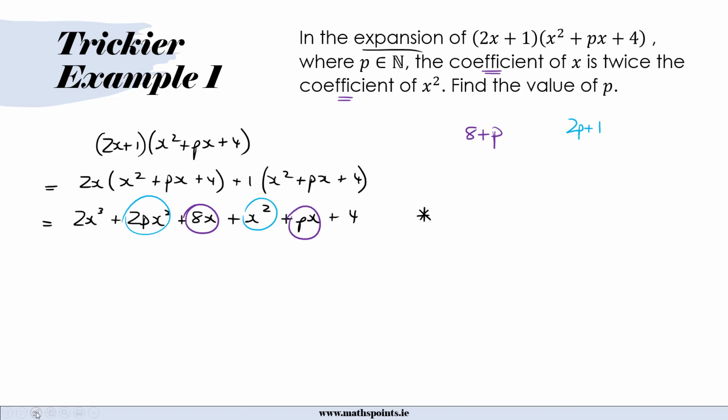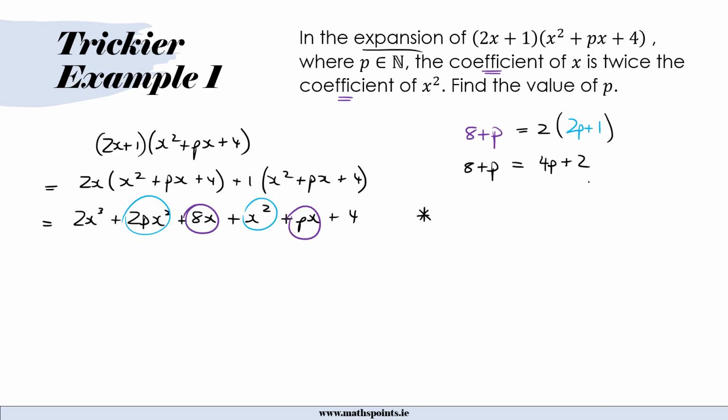And what does the question say? It says that the coefficient of x, the purple bit here, 8 plus p, is twice the coefficient of the x squared part. And they want us to find p. So here we have a simple linear equation. We're going to revise equations coming up, but if you've got this far, I'm assuming that people can finish off an equation. So we have 8 plus p equals, multiplying this out, 4p plus 2.